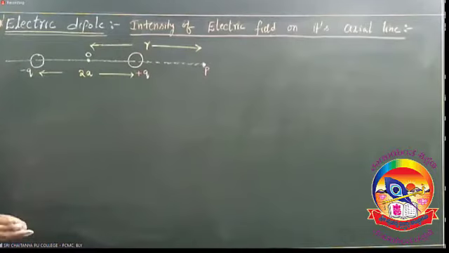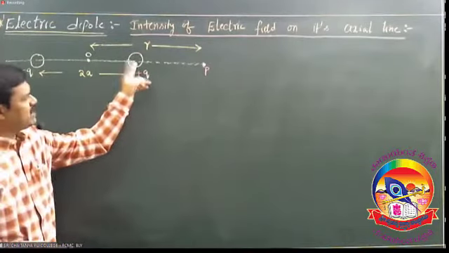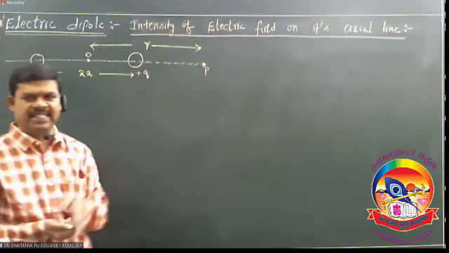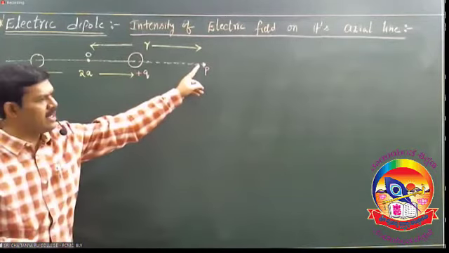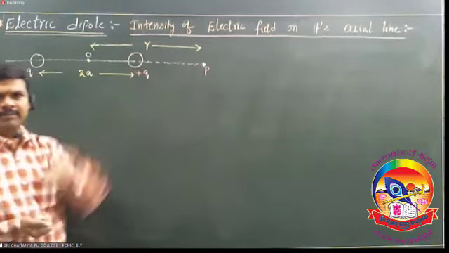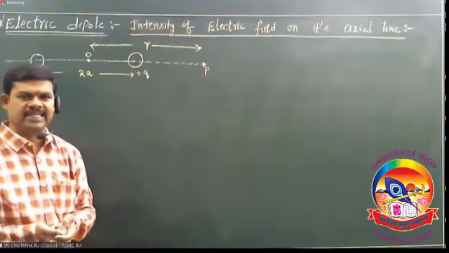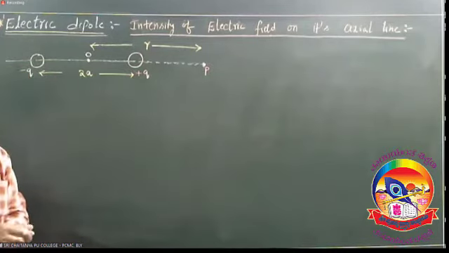See, here in the dipole you have two charges, minus charge and plus charge. Due to this plus charge, there is some intensity at this point. Due to this minus charge, there is some intensity at this point. If you vectorially add those two intensities, you get the intensity due to this dipole. Right? We proceed one by one. Okay.